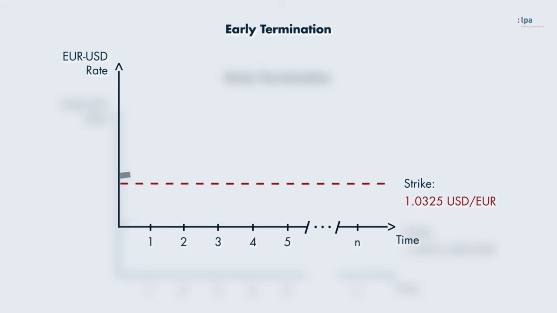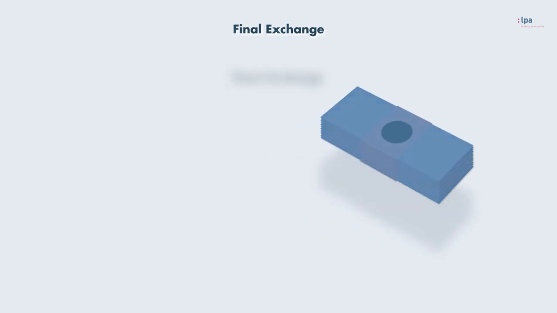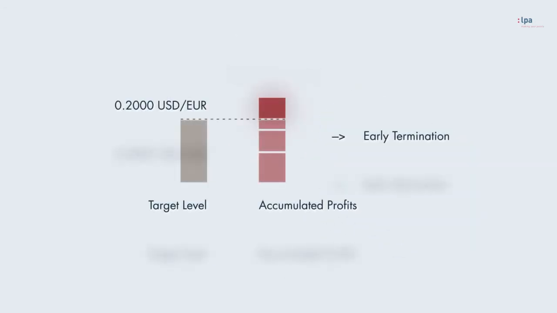In the first case, if the fixing is at or above the strike, you generate a profit, which is the difference between the respective fixing and the strike. These profits are accumulated. Once the accumulated profits reach or exceed the target level, the contract is terminated early. On the corresponding payment date, the final exchange is executed at the strike. At that point, the amounts to be exchanged will be reduced such that the accumulated profits exactly match the target level.